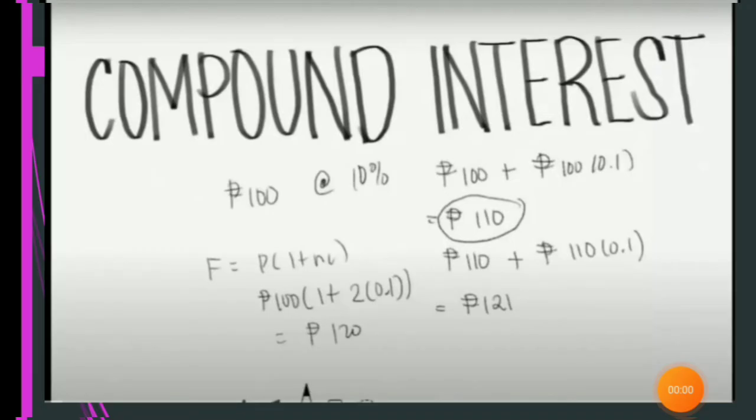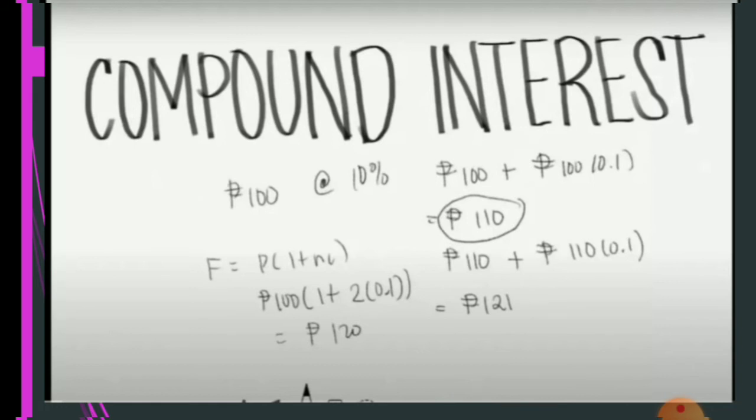Next. Second is compound interest. So, sa compound interest naman, is yung principal mo ay tutubuan kahit na yung principal na iyon ay may interest na. So, example. Nag-utang ako sa aking kaibigan na 100 pesos. Tapos, may interest na 10%. So, 100 plus 100 times 0.1 is equals to 10. So, i-plus mo lang. 100 plus 10 equals 110.